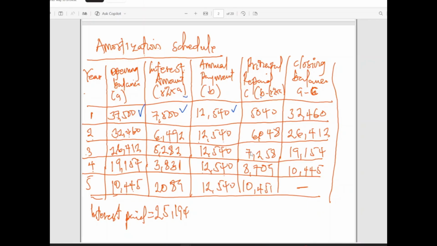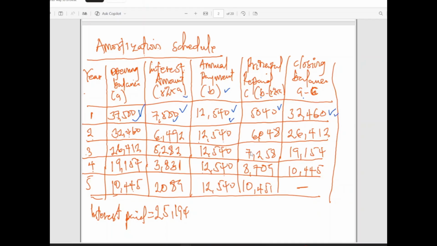So here is our B, the principal annual payment minus the interest, which will give you our principal prepaid, right? Then our closing balance will be our A, which is the opening balance minus our principal prepaid, right? But someone can also take the opening balance plus the interest amount minus the annual payment to now get our closing balance, right? So you do that for each year.